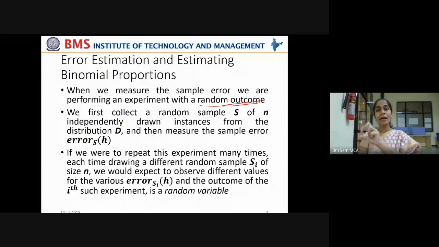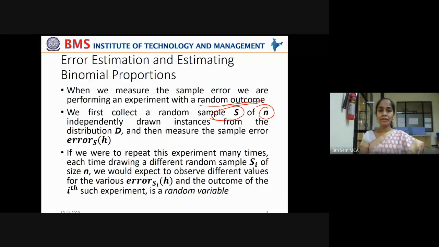Now, you pick another sample from the population. The sample error may be different from the first sample. It may not be drastically different, but it may be slightly different from the first sample. Let us see how it works. We first collect a random sample S. Let us take the random sample denoted by S of n independently drawn instances. Now we are drawing n instances randomly. You're picking each data point randomly without having any effect on the next pick.